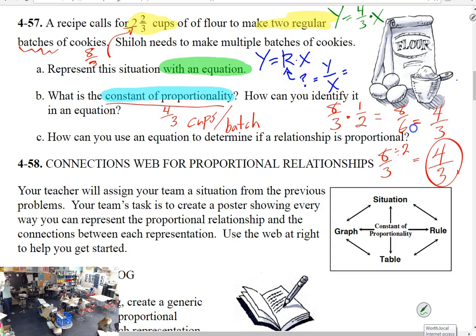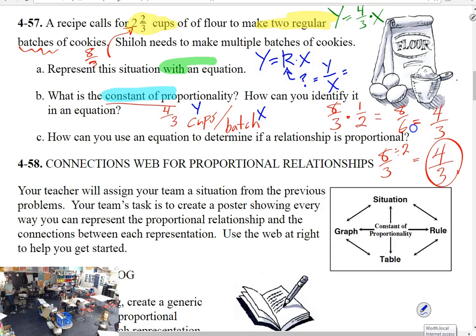If this was cups per batch, cups is the x batch. Sorry, backwards. It's always y over x. So the y value that you need and the x value, how much you're gonna make determines what you need, not the other way around. What I need does not determine how much I make. That doesn't really make sense to even say. Now, what I have could determine what I make, but what I need does not.